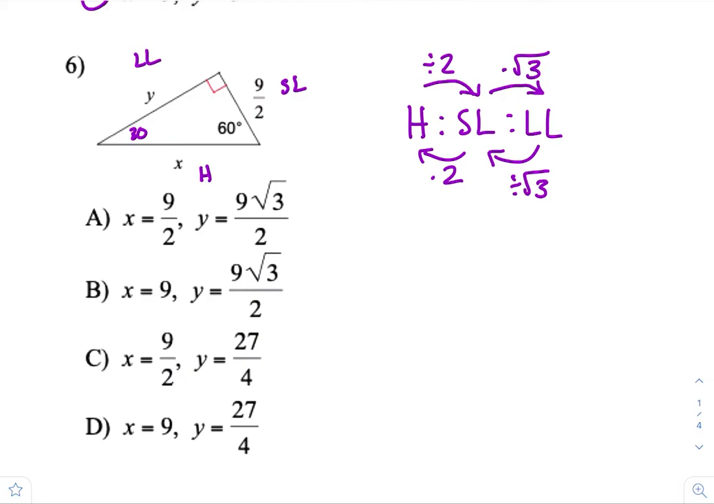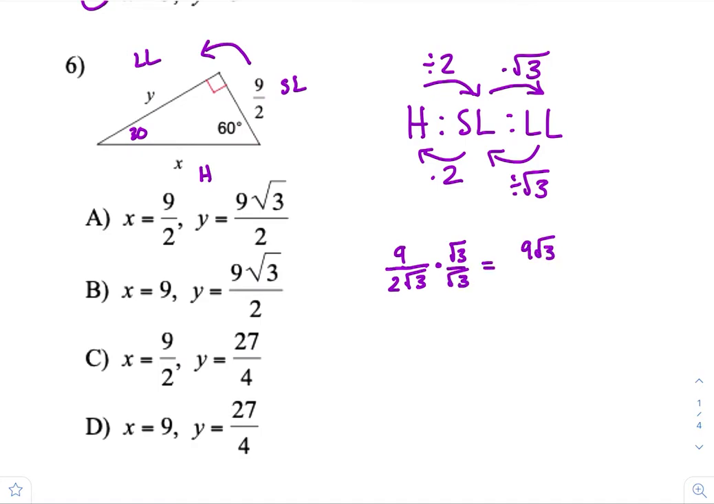Okay, so we have short leg. So we need to go from short leg to long leg. So short leg to long leg, you guys, is divide by square root of 3. So 9 over 2. We're going to divide it by the square root of 3. So this is a unique problem because we have a square root of 3, so we need to multiply top and bottom by the square root of 3.